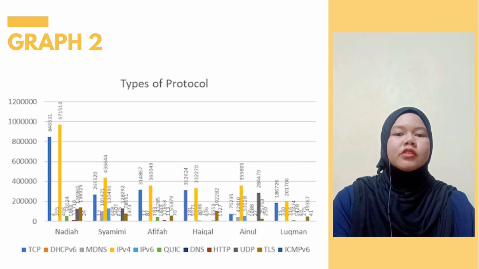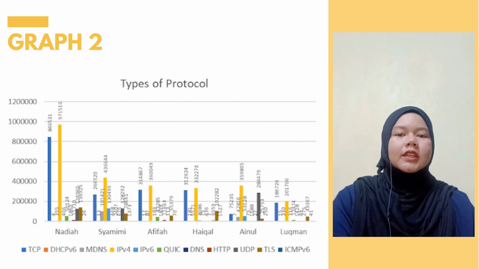Next, the chart that was used for the type of protocol is a cluster column chart. The x-axis is represented by the type of protocol and the names of the group members such as Nadia, Shamimi, Afifa, Ainul, Haikal, and Luqman. Next, the y-axis is represented by a value of packets.